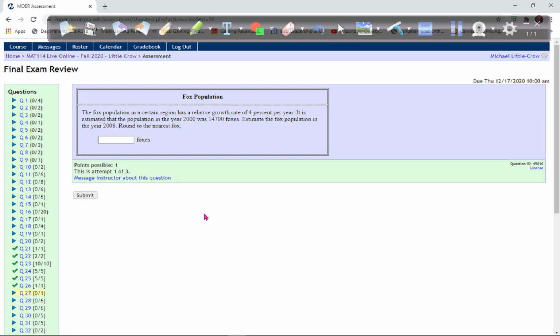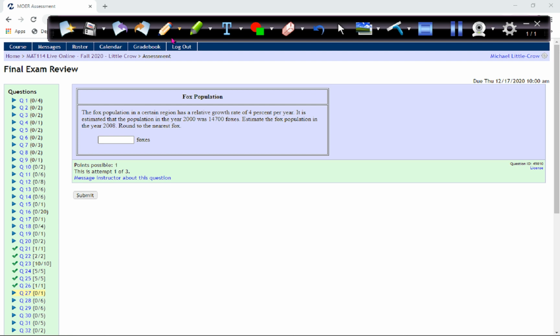So let's look at 27. Again, another exponential. So this time we've got a fox population growing at 4%. We've got a starting year of 2000. That's where 14,700. Estimate the fox population in the year 2008. So 2000 to 2008, that's 8 years, right? 2008 minus the starting year of 2000. That's going to be 8 years.